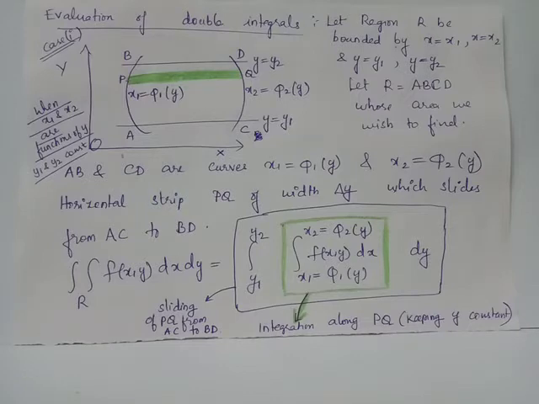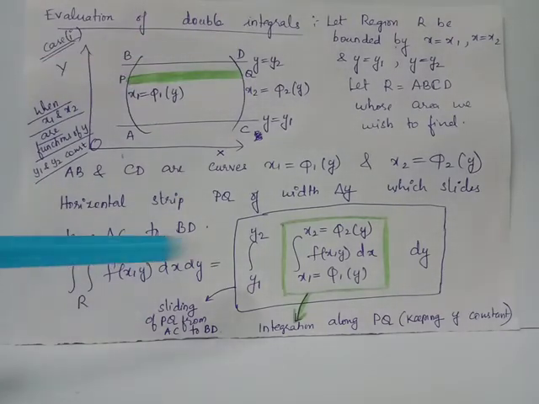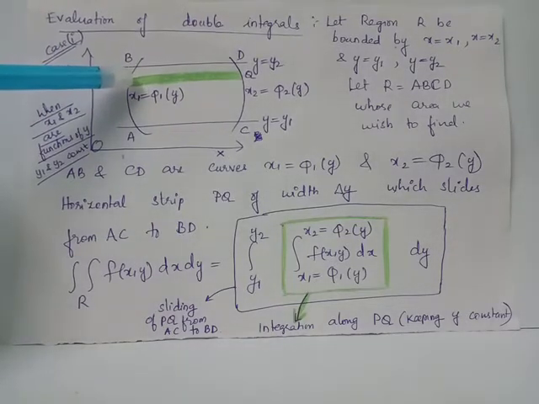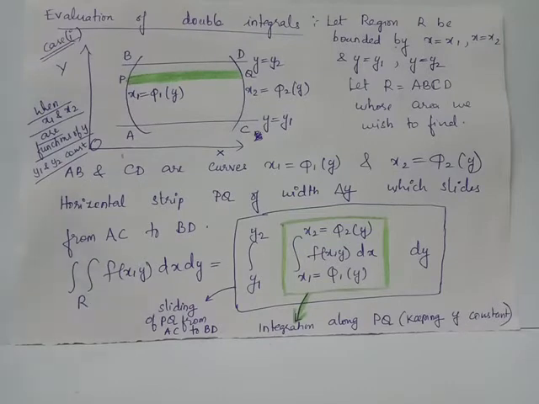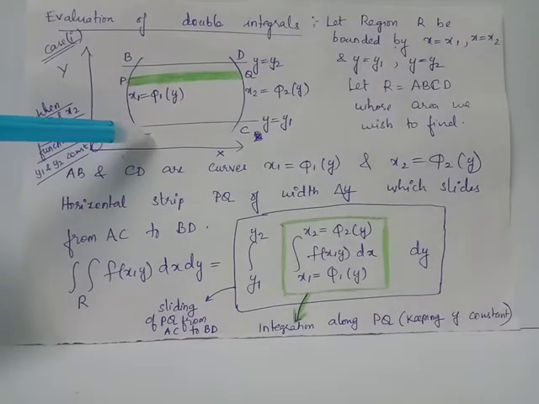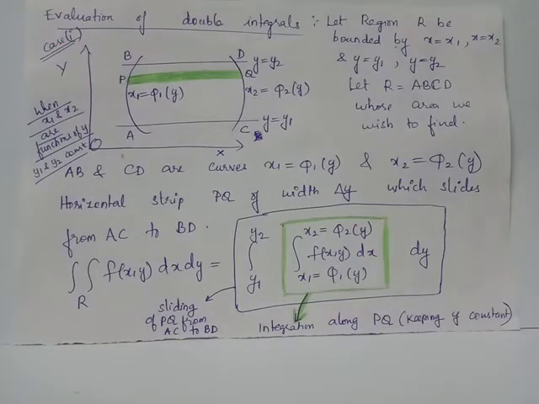Notice that the inner integration, which is represented using this green rectangle, is integration along the horizontal strip PQ, and the outer rectangle represents integration with respect to y, which geometrically means that we are sliding this horizontal strip PQ from AC to BD. AC represents the lower limit y equals y1, which is a constant value, and BD represents the upper constant limit of y.